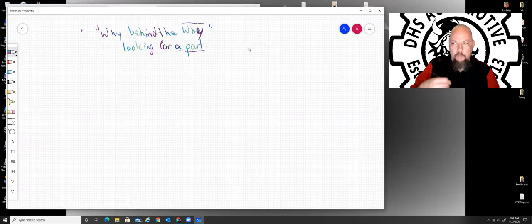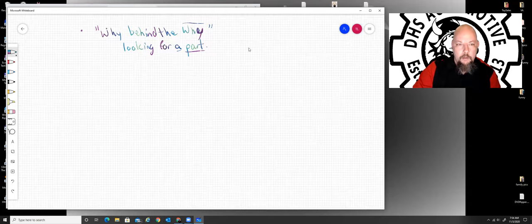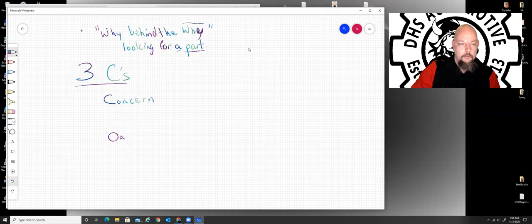There's a little rationale that we use in the auto industry, and there's a bunch of different ways to do it. Some people say the 3 C's, some people say the 5 C's. Different manufacturers have different ways of doing it. I like Ford's idea, and I believe other manufacturers use it, and we call it the 3 C's, okay? The 3 C's are concern, cause, and correction.